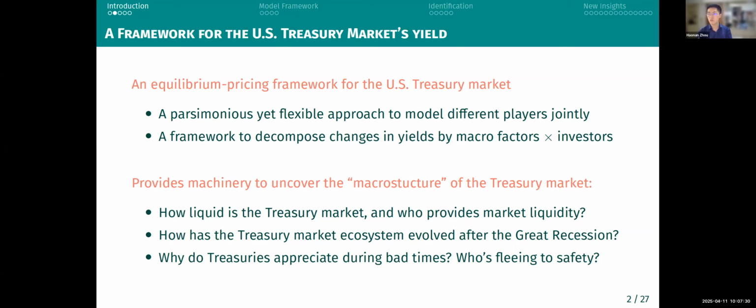And then also, the flexibility of our system is able to help us answer questions such as structural transformations. We can have a sense of how the Treasury market ecosystem is evolving before and after the global financial crisis. And finally, we can zoom into specific investors under this equilibrium framework and provide some answers to, for instance, why do Treasuries appreciate during bad times? Who are the guys that are flying to safety? We think that these types of questions are also quite important because they inform how we should write down standard models that incorporate these types of features from a theory standpoint.